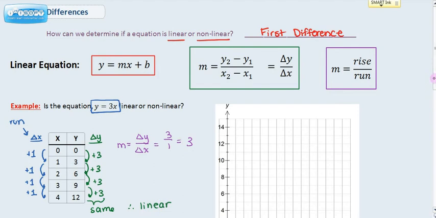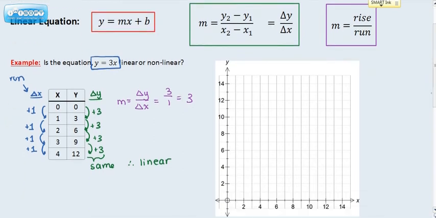Let's check on the graph. If I were to plot my points, I have (0, 0), (1, 3), (2, 6), (3, 9), and (4, 12). If I connect these points, I do indeed see that this is a linear line. So my hypothesis was correct.